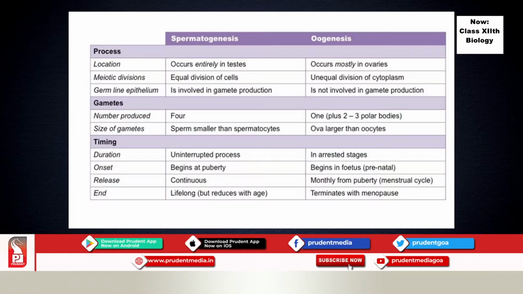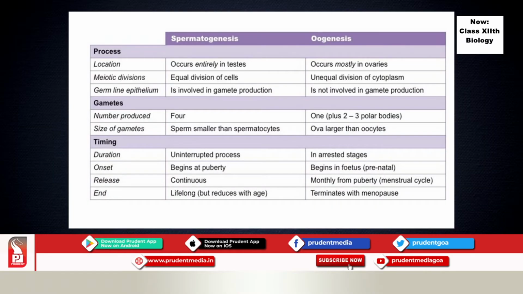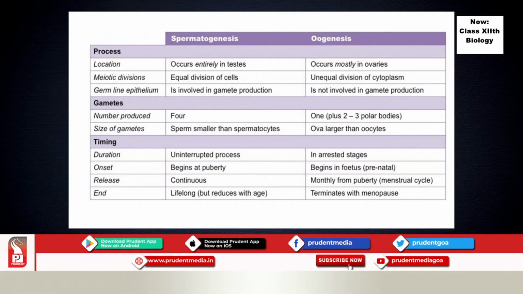Now location, where does it occur? Spermatogenesis occurs in the testes, oogenesis in the ovaries. Meiotic division: in spermatogenesis it's equal division, whereas in oogenesis it's unequal division of cytoplasm, because only one gamete is formed and then the second polar body. The germinal epithelium inside the seminiferous tubule is involved in gamete production, whereas inside the ovary the germline cells are not involved in the production of the gamete.